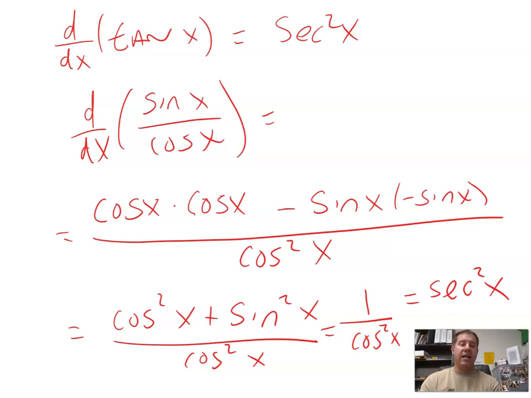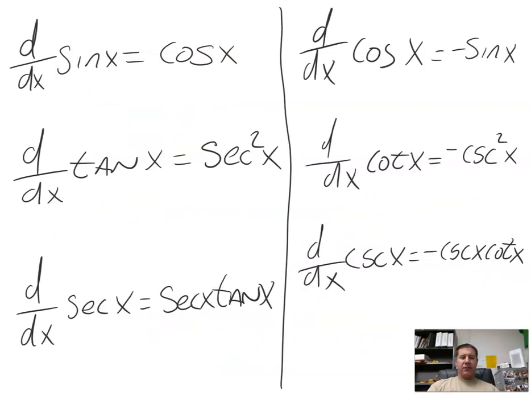However, I'm about ready to give you all of our derivatives, and you just want to have them memorized, okay? So here we go. Let me put all the derivatives to all the trig functions up, and then you can write them down. Okay, so here are our 6 trig functions and their derivatives. The derivative of sine x is cosine x. The derivative of tangent of x is secant squared x. The derivative of secant x is secant x tangent x.